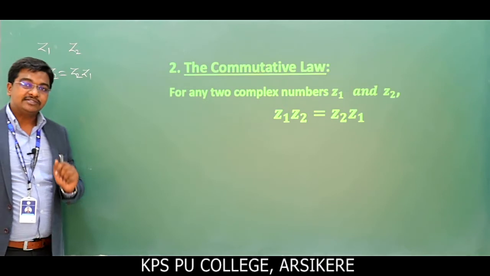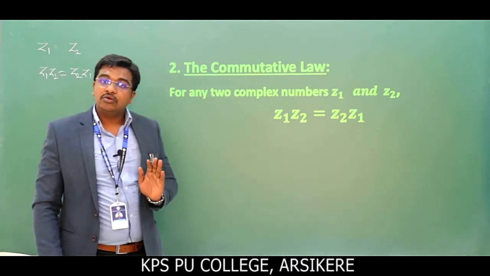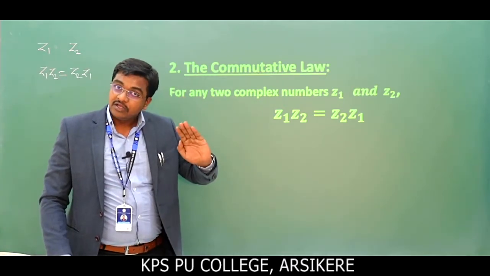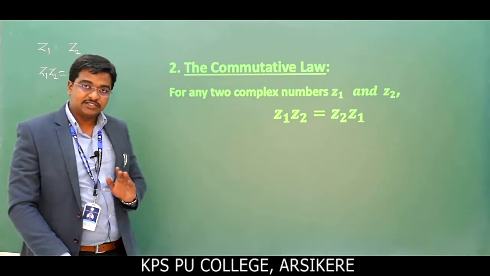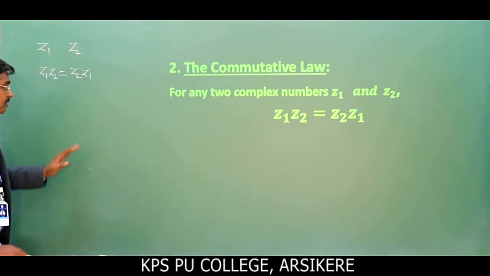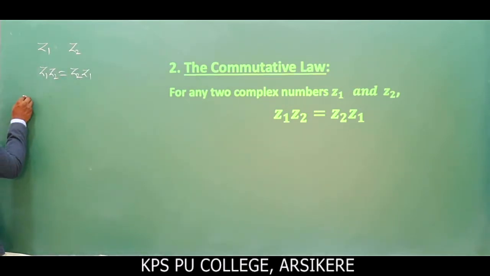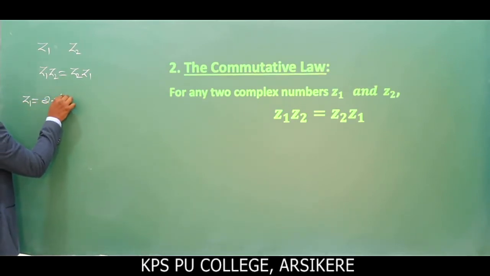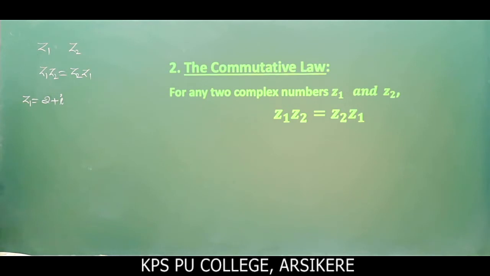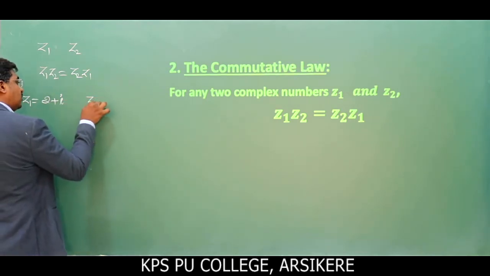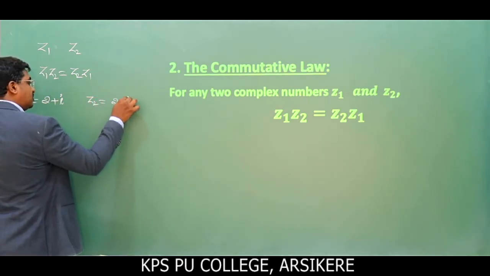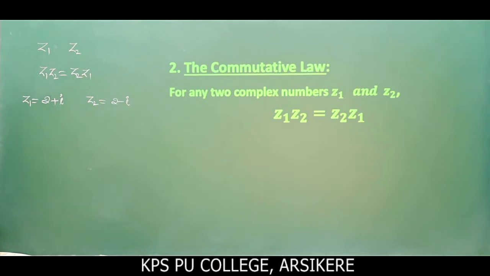Very simple. In real numbers, 2 into 3 is equal to 6. At the same time 3 into 2 becomes 6. Okay, we follow the same thing. So I will give one example here. Z1 is equal to 2 plus i and z2 is equal to 2 minus i.